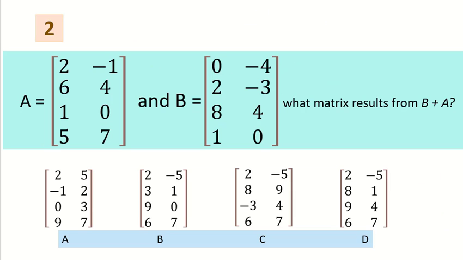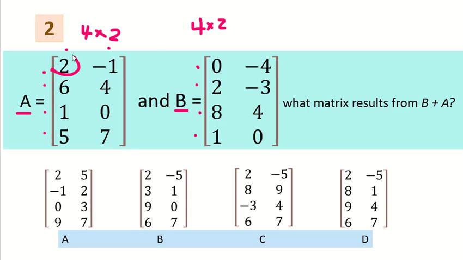Question number 2. We have matrix A and matrix B. What are the results from adding B to A? Now addition is more like what I'm used to. There aren't any special rules that I've encountered. I can add in any order, but the only catch is the dimensions of A have to match exactly with the dimensions of B. So we have 1, 2, 3, 4 rows and 2 columns. So this is a 4 by 2. And if I look at matrix B, it also has 1, 2, 3, 4 rows and 2 columns. So they do match up.